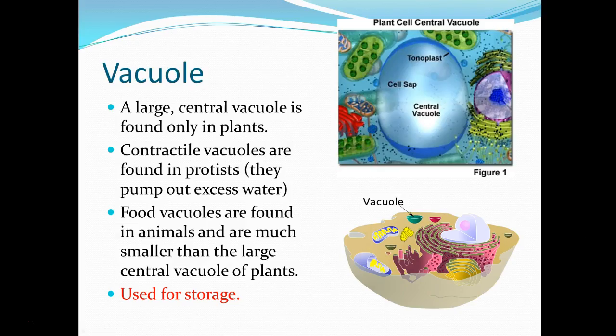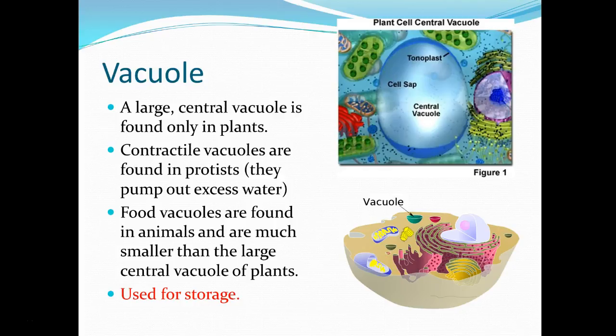Vacuoles. You might want to think of them as kind of a water balloon. In plant cells, there's only one, and it takes up the majority of the space inside the cell. So here's a large central vacuole. In animal cells, there's multiple vacuoles, and they're much smaller. So it's mainly a storage location. Its function is mainly to store things, and the main substance that it stores is water.